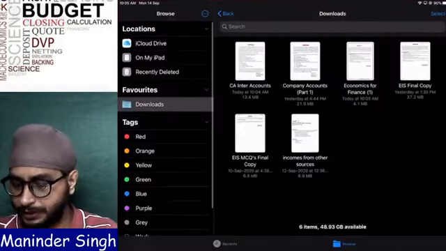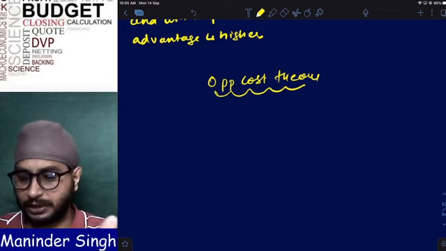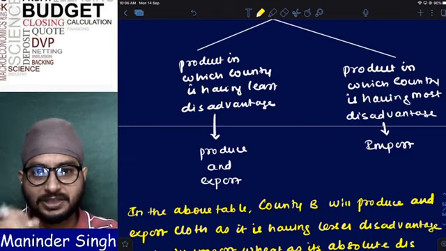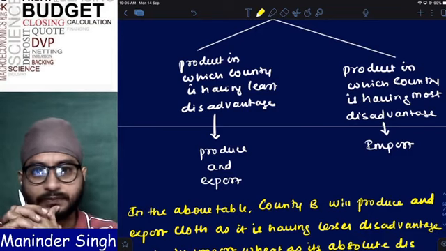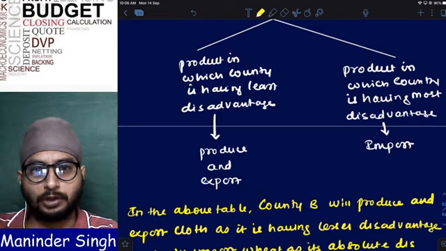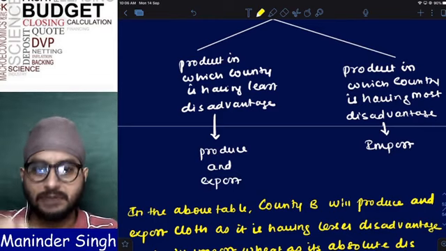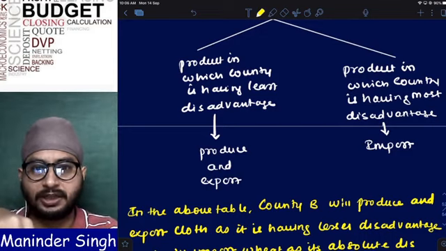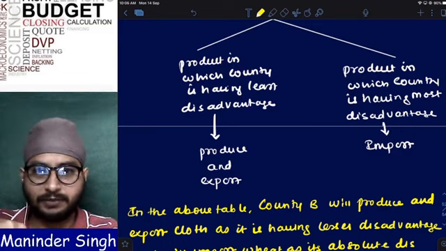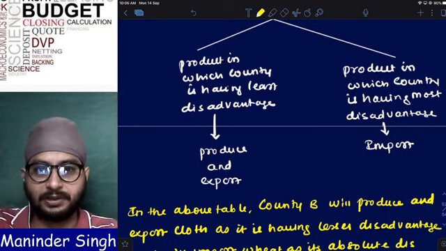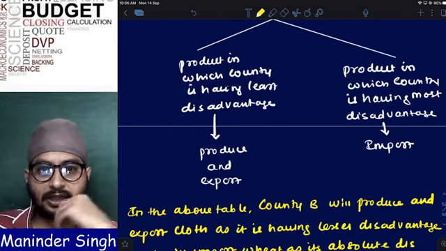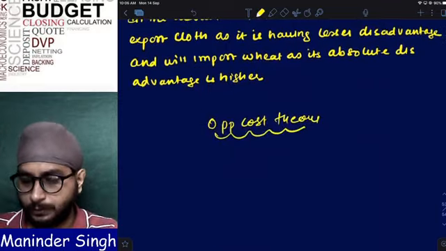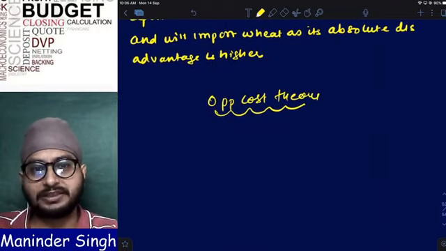So point number one, tell me, when I'm talking about country A giving wheat and country B giving cloth, does it mean that that is a barter system exchange? Yes or no? No. We are only deciding what should I import and what should I export. If country B is exporting cloth to country A, in return it will not give me wheat, it will give me money. And when I am importing wheat from another country, I will not give cloth, I will give money. Clear?